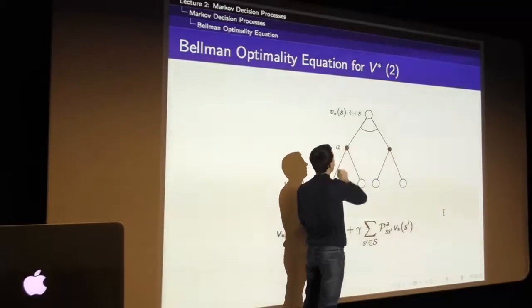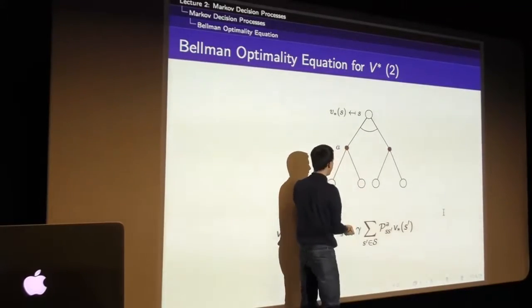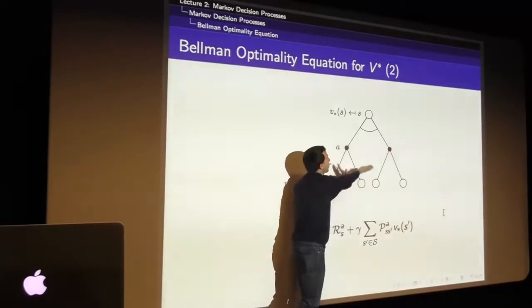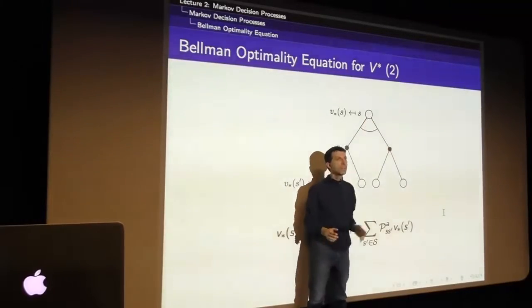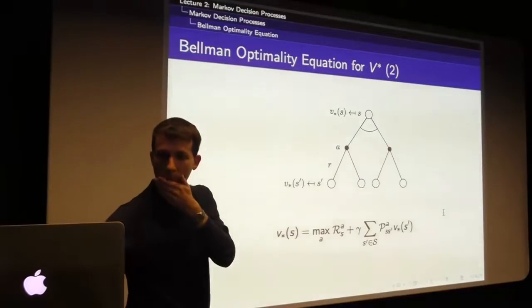We do this two-step look ahead over our actions from this state and all the things the environment might do to us, and then we look at the optimal value of where we end up. We back these things all the way up, and that tells us how good it is to be in this state here. So that's the Bellman optimality equation for V star.